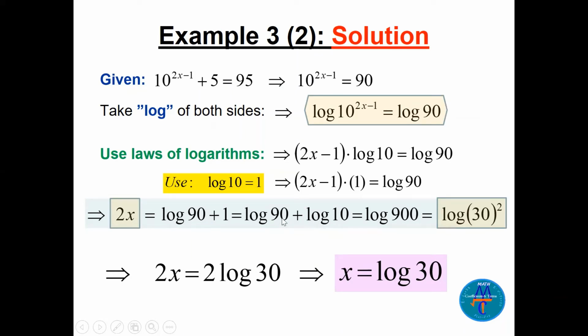See the 1, also I can replace it by log of 10. And now I can use the product here. Log of 90 plus log of 10 will be a log of 90 times 10, log of 900, which is 30 squared. So 2x, see, this is the beginning here. 2x is equal, bring the 2 down, 2 times log of 30, divide by 2, so x will be log of 30.